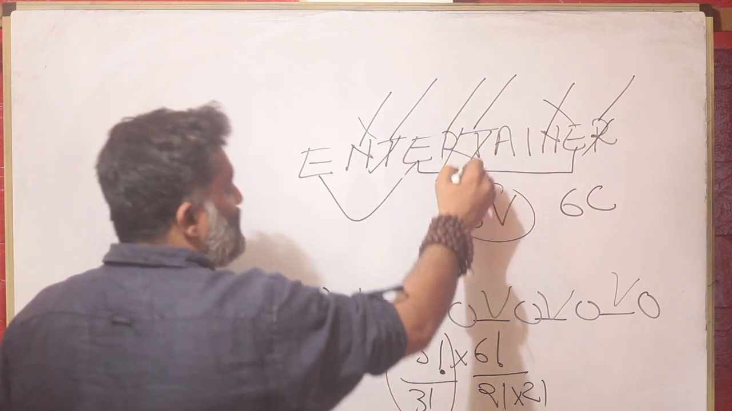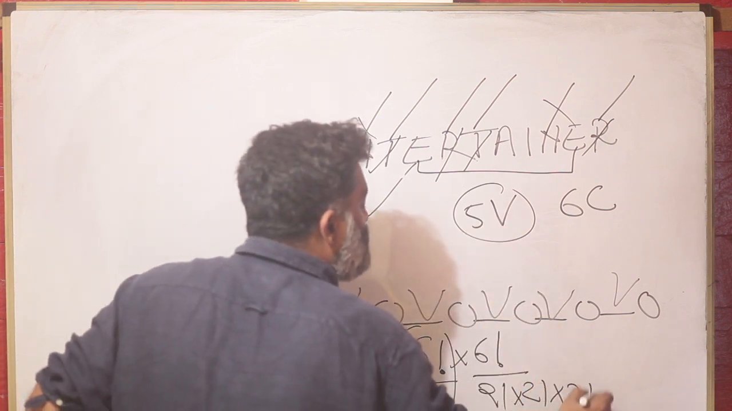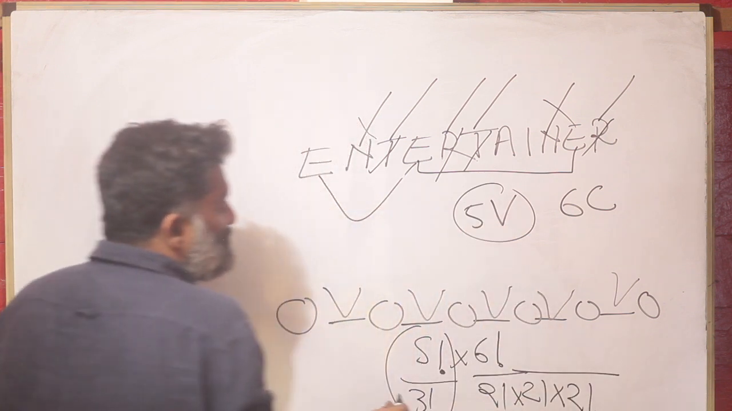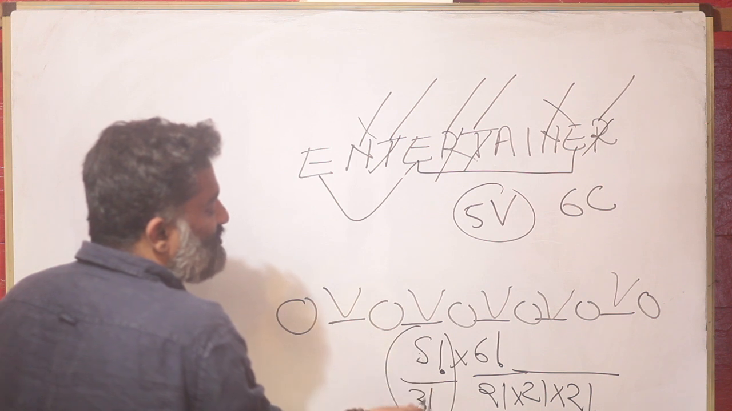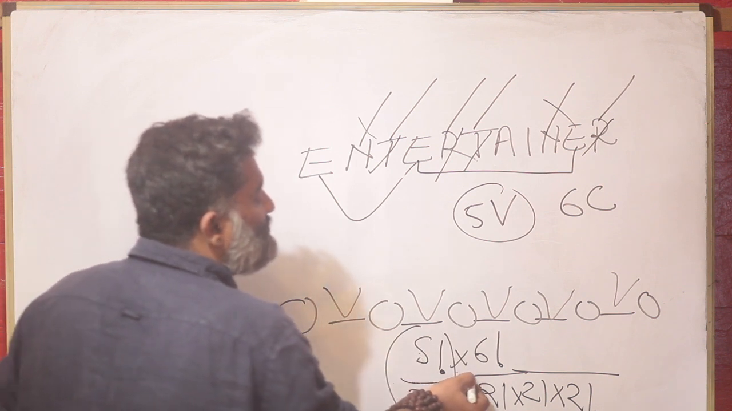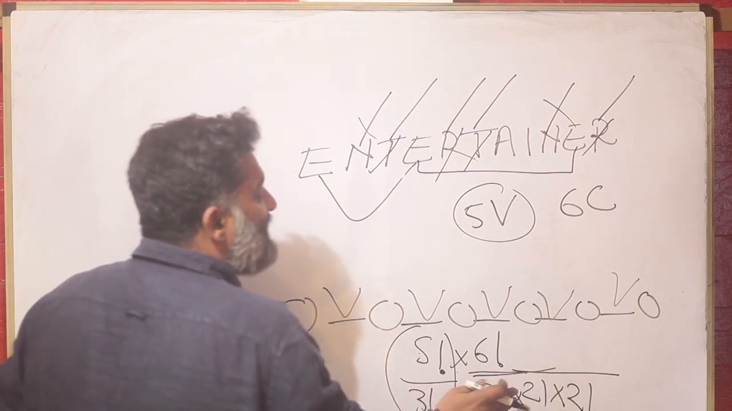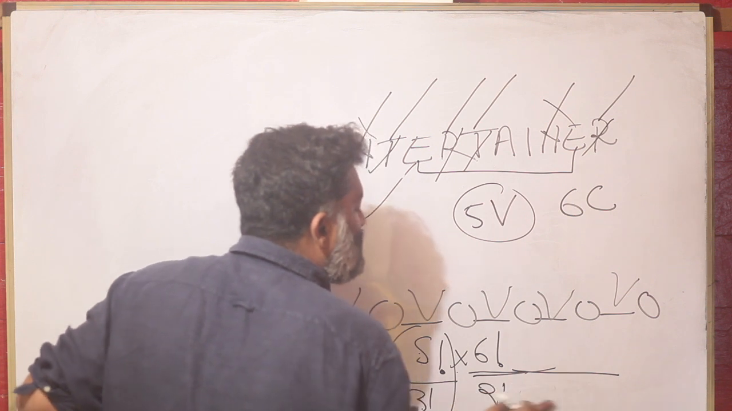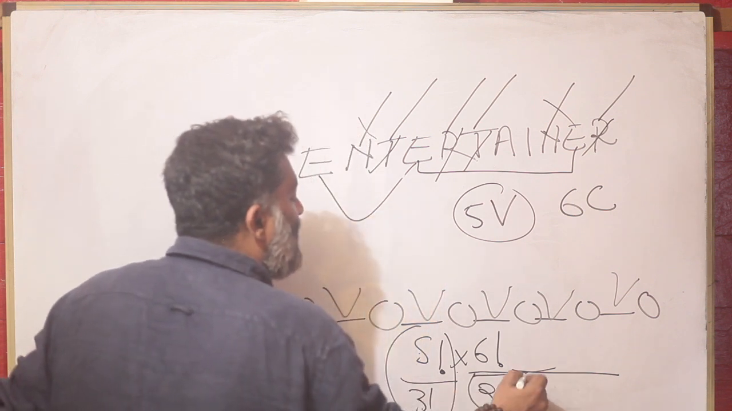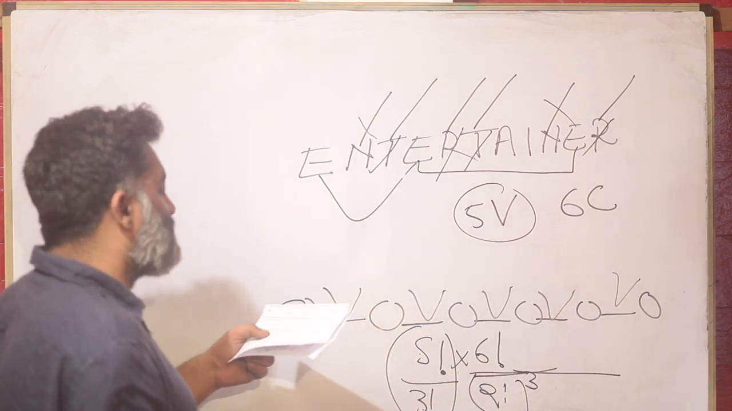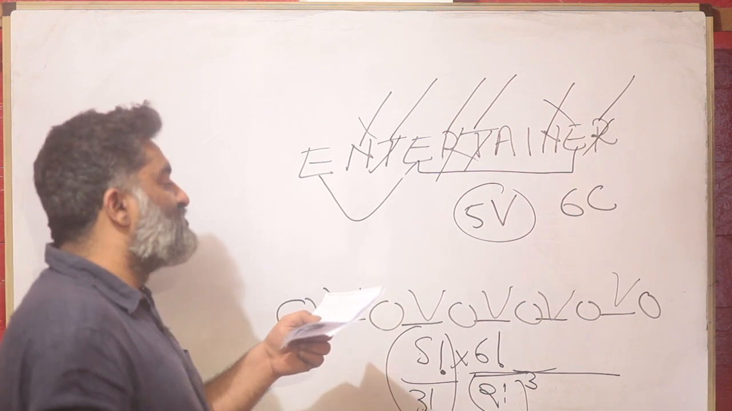And T is also happening twice, so another 2 factorial to round off. So my final answer would be 5 factorial upon 3 factorial into 6 factorial divided by 2 factorial into 2 factorial into 2 factorial, or 2 factorial raised to 3 or cube. My answer would be option 3.